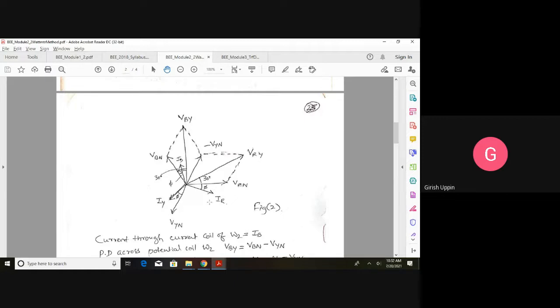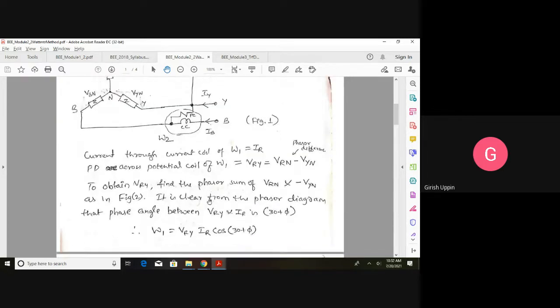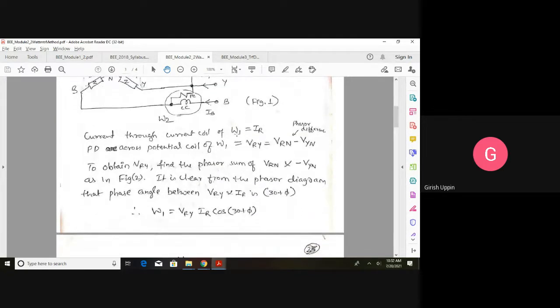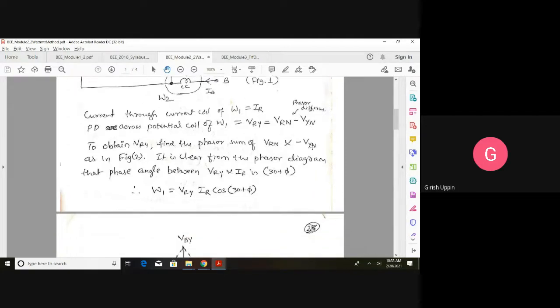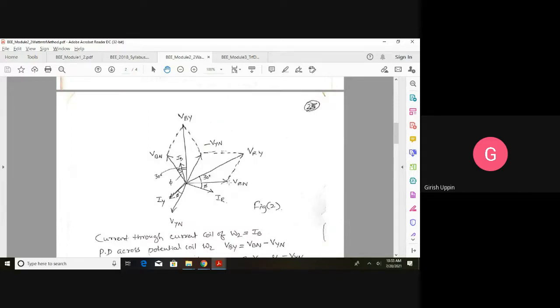Now, the current flowing through wattmeter 1 is IR, and the voltage is VRN minus VYN. Where is VRN? This is VRN, and this is plus VYN, and this is minus VYN. And the phasor sum of VRN and minus VYN is nothing but VRY. Now, what is the current flowing in wattmeter 1? IR. What is the voltage across wattmeter 1? VRY. So what is the wattmeter reading? It will show IR into VRY into cos of the angle between them.